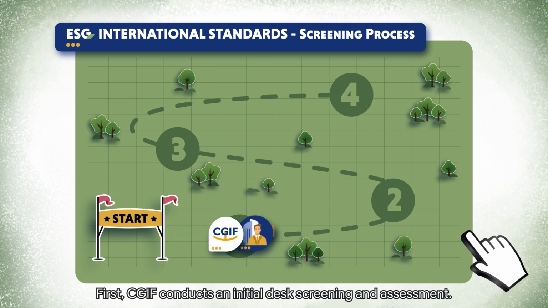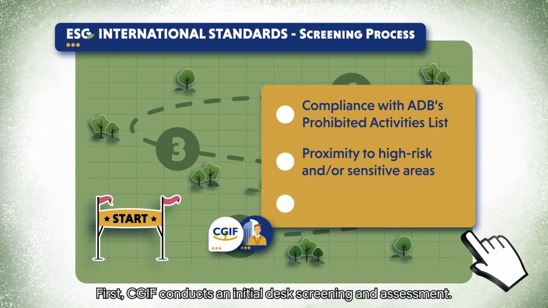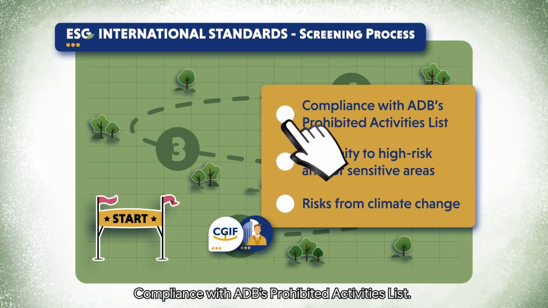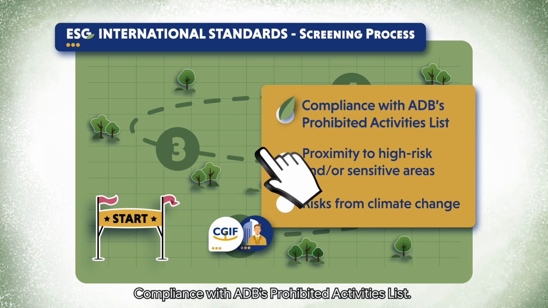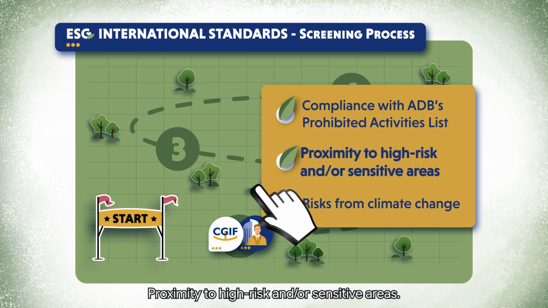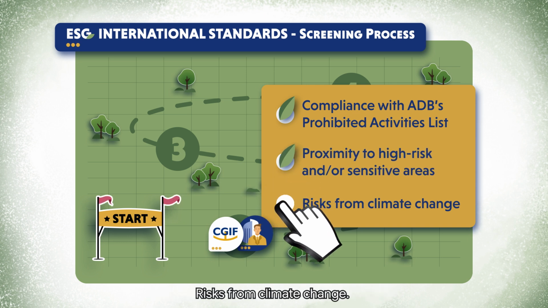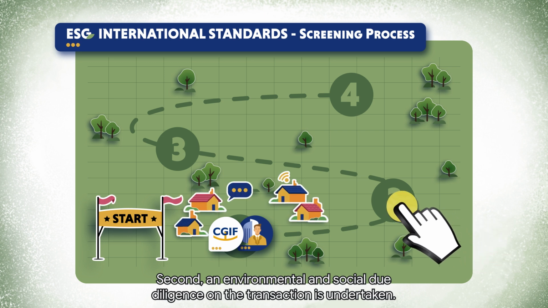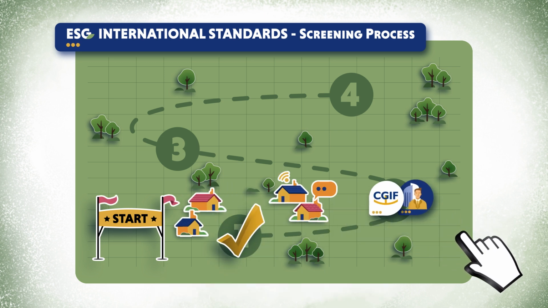First, CGIF conducts an initial desk screening and assessment. It checks the following for each transaction: compliance with ADB's prohibited activities list, proximity to high-risk and/or sensitive areas, risks from climate change. Second, an environmental and social due diligence on the transaction is undertaken.